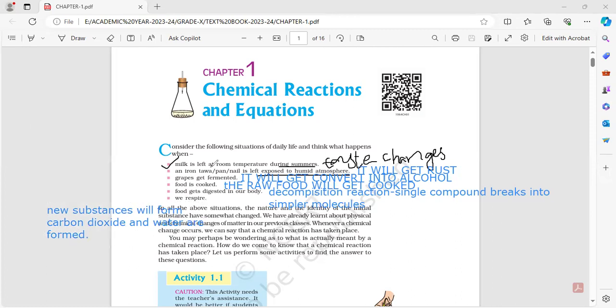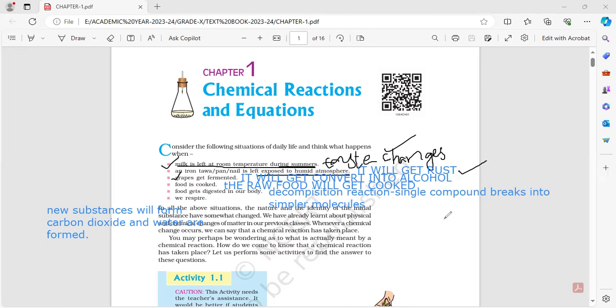Just once again, I'll brief it. So when milk is left at room temperature, what happened? The taste changes. When iron material is exposed to humid atmosphere, it gets rusted. Another example of a chemical reaction: grapes get fermented. They convert into alcohol, which is the formation of new substances.